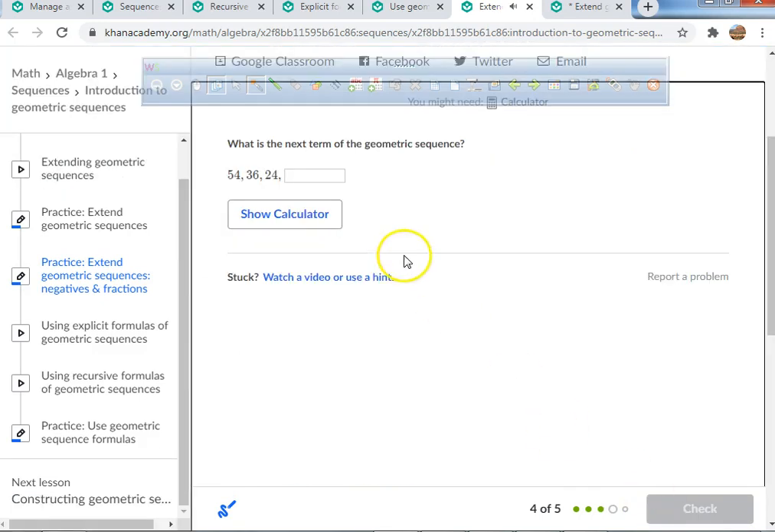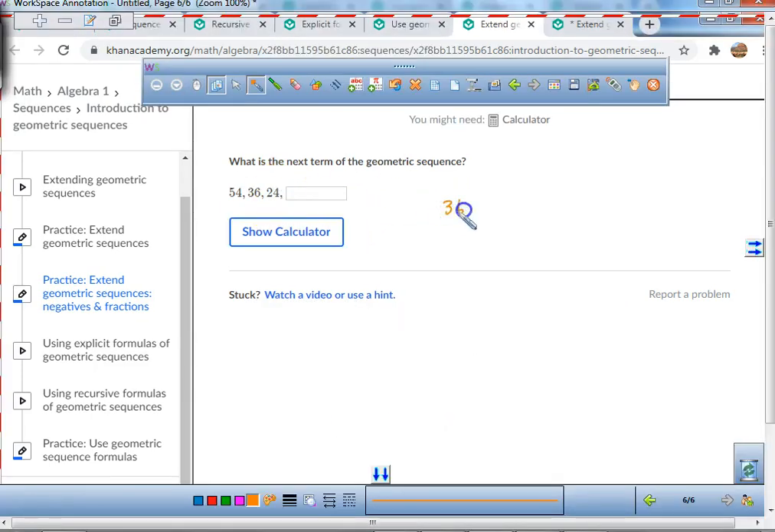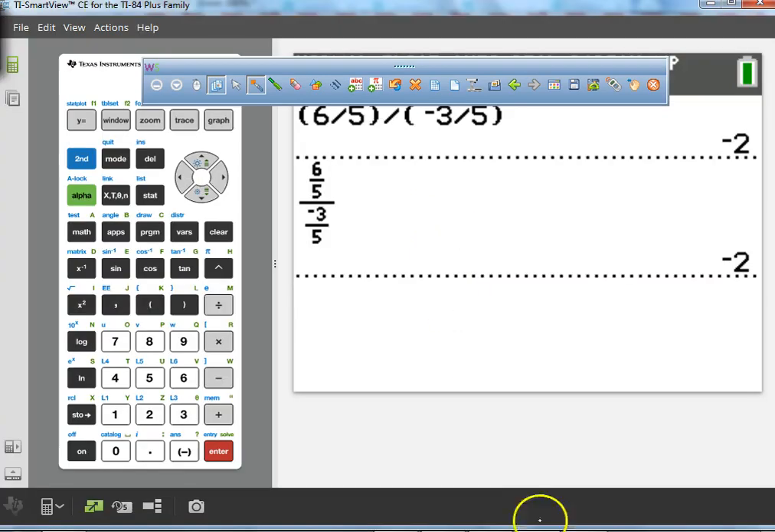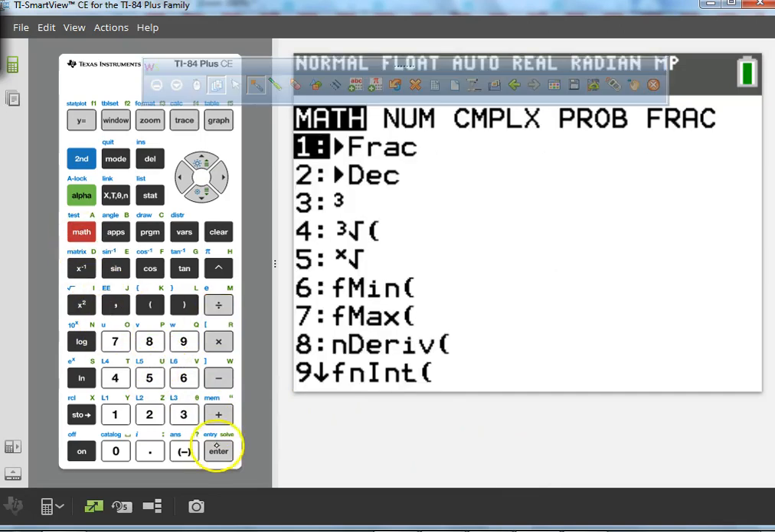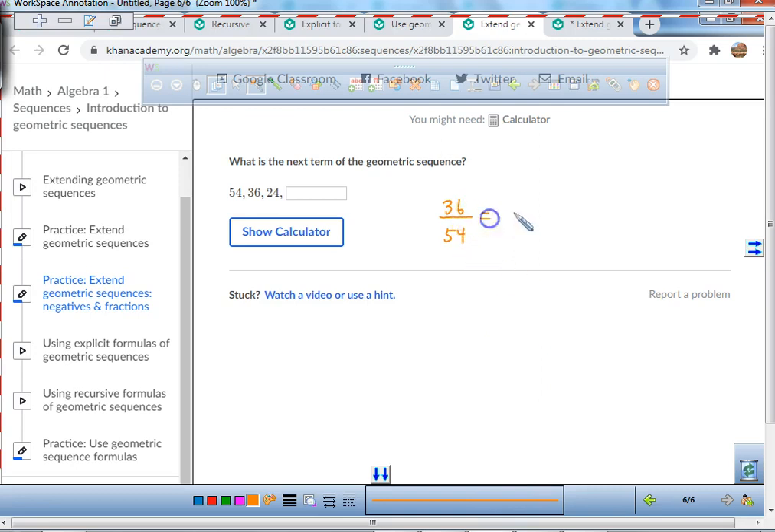Let's do one more of these guys. So what's the next term? We're going to take 36 and divide it by 54. So all you do is just take 36 divided by 54. That gives us 2/3. These are both divisible by 18. If we were doing it by hand, that gets us 2/3.